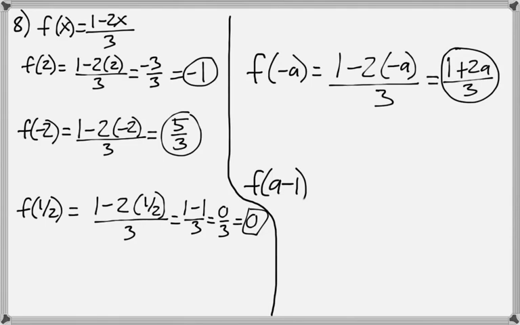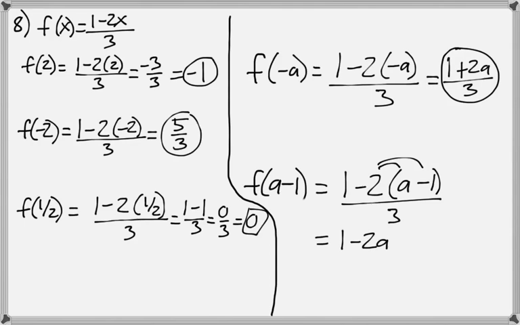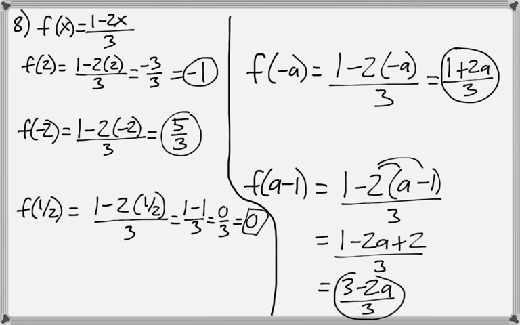Okay, f of a minus 1, they want us to plug in an entire expression, so a binomial here. And what that means we need to do is distribute. So 1 minus 2a plus 2 over 3, and if I reduce that, this will be 3 minus 2a all over 3. So again, sometimes they want you to plug in numbers, sometimes it's a different variable, or even an expression like a binomial here.